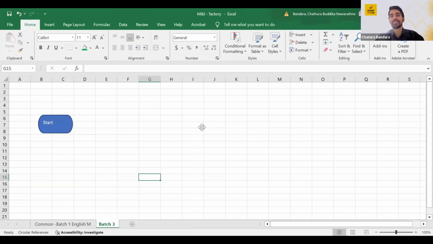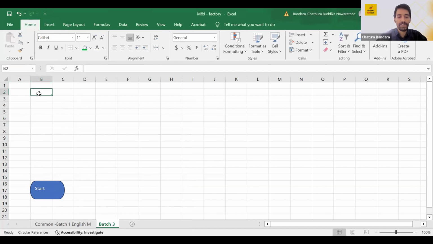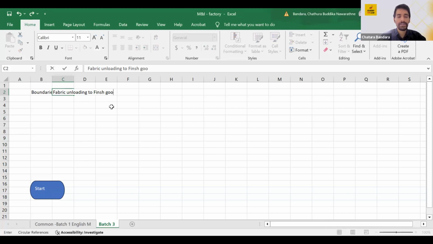We have to identify the boundaries. We have to identify the scope that we are going to draw today. We'll draw fabric. We'll consider only fabric, not the trims. Fabric unloading to finished good loading. So we have to mention these as the scope boundaries.